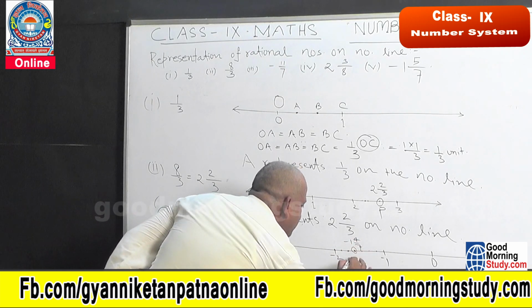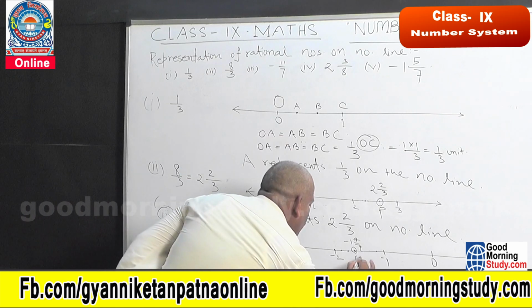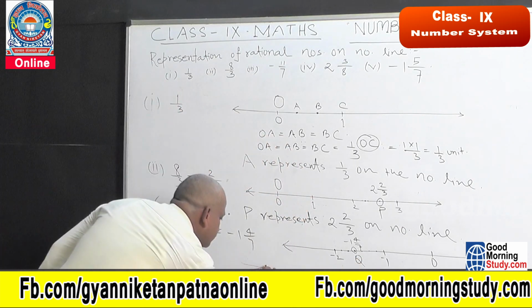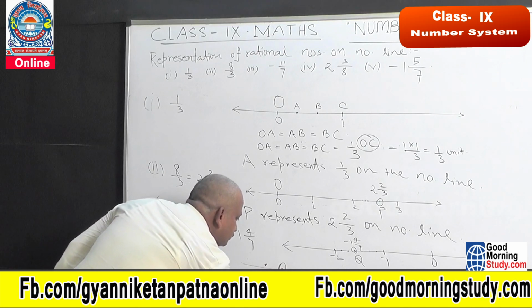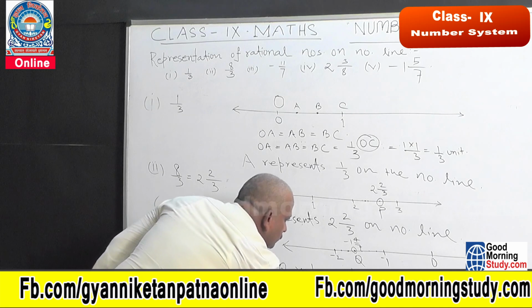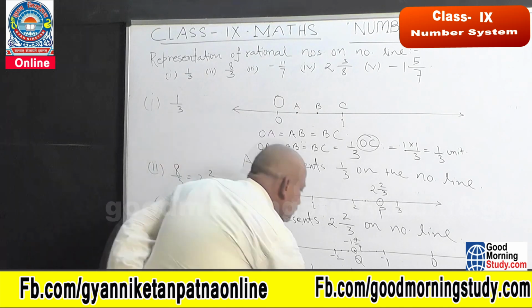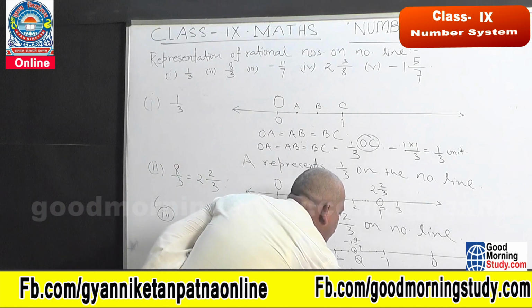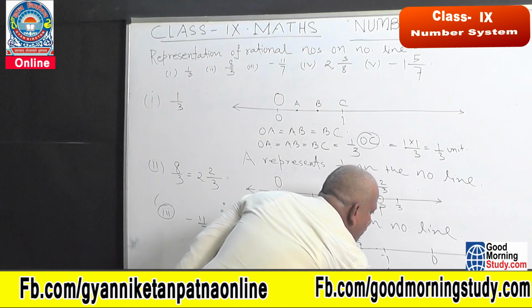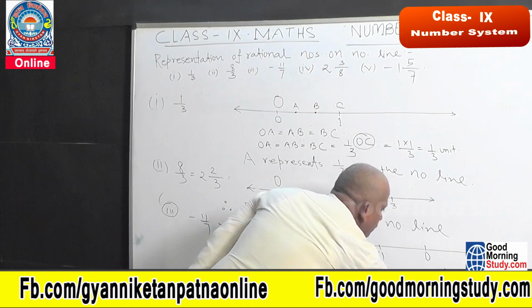And I am abbreviating this by Q. So children, this point Q represents, therefore, Q represents minus 1 whole 4 by 7 on number line.